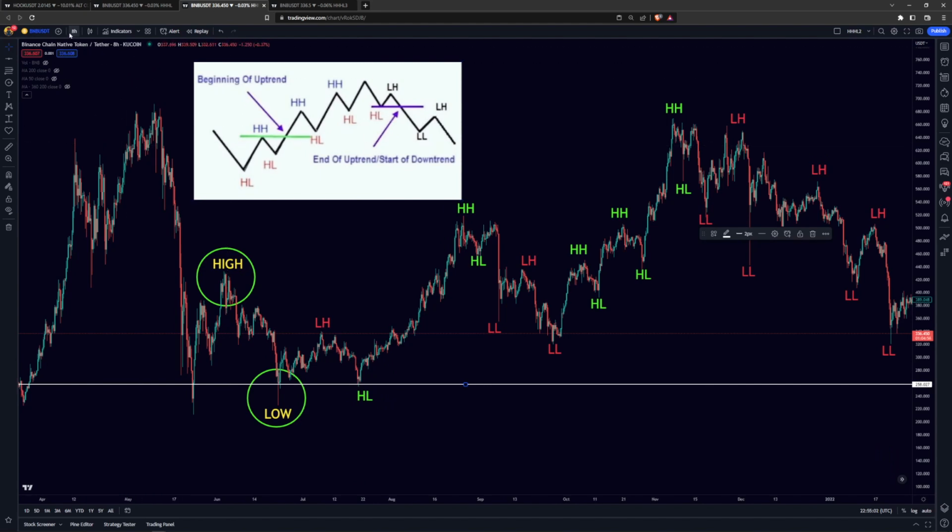But this is an 8-hour chart. So for an 8-hour chart, the swings are a little bigger and the risk is going to be a little more extreme.